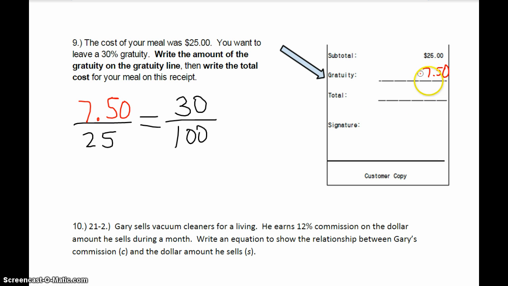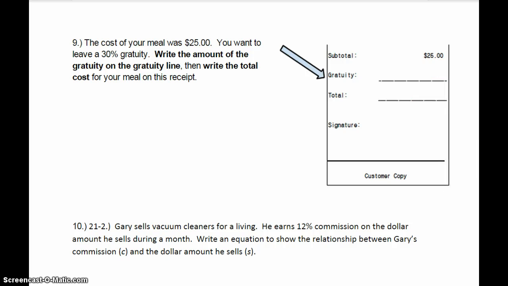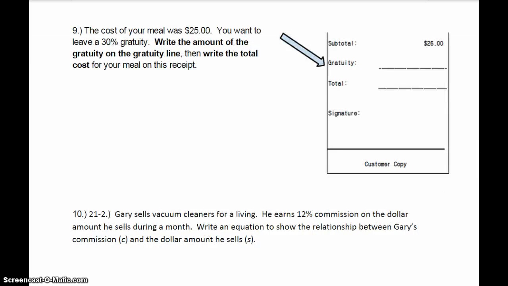So on a receipt, I would write that in as a gratuity, the amount of tip, $7.50. And then I would add the tip plus the subtotal to get the total that I would be paying. The cost of the meal and the cost of the tip, the gratuity. Remember, gratuity is like leaving money on the table.